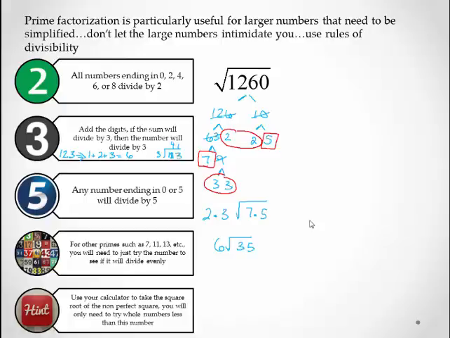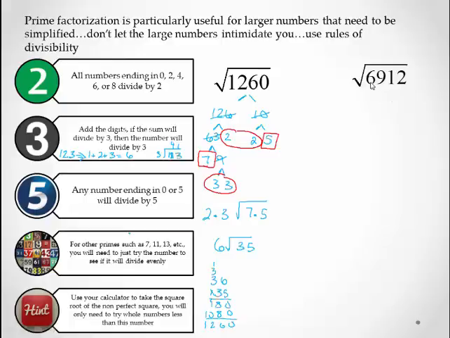Now if you want to double check your work and make sure you did it correctly, square this number on the outside, so 6 squared is 36, multiply it by the number on the inside, and I get the same number again. That way I know I did it correctly. Let's try one more.